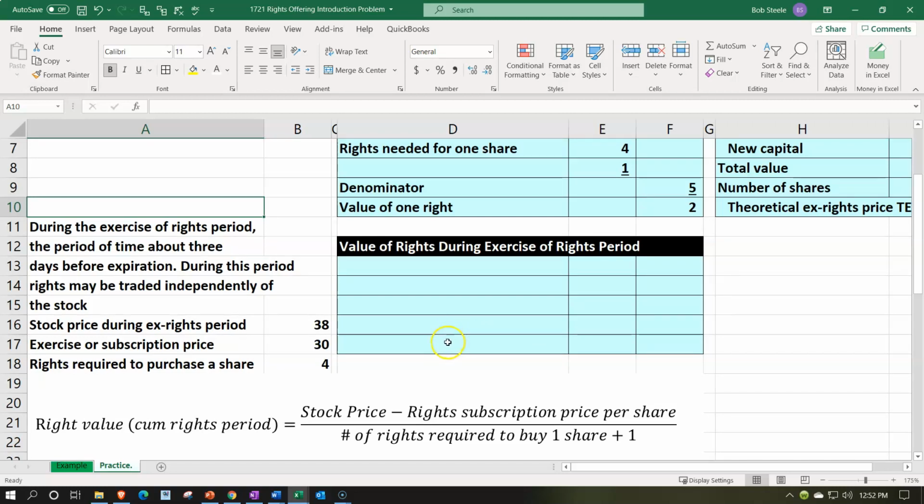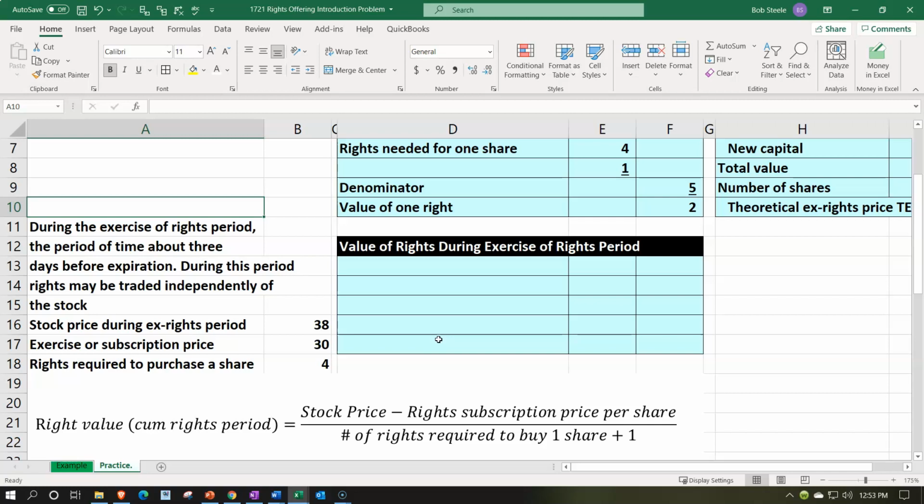3 days before the expiration. During this period, rights may be traded independently of the stock. So you might have a situation where you can actually trade the rights independent from the stock. So if someone else wants to use the rights to purchase, you might be able to then break them up and basically trade the rights themselves.